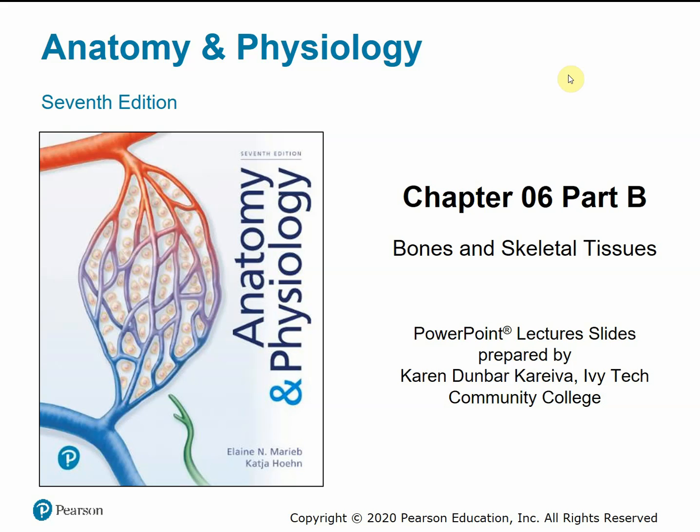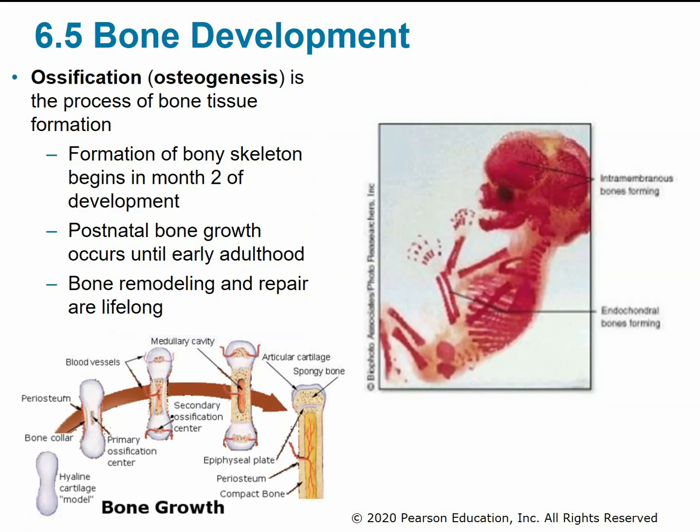This is Chapter 6, Part B, on bones and skeletal tissues. So formation of the bony skeleton begins around the second month of development. This process is called ossification or osteogenesis. So whenever you see ossi or osteo, we're talking about bone tissue. So genesis being the beginning or formation of bone tissue.